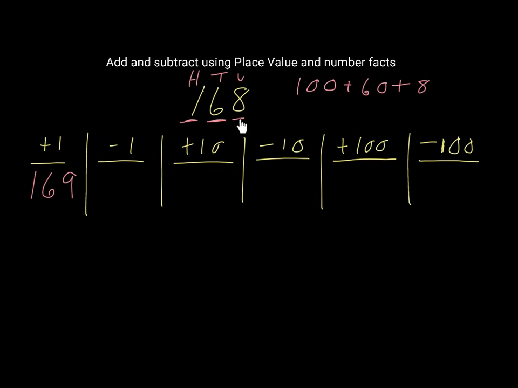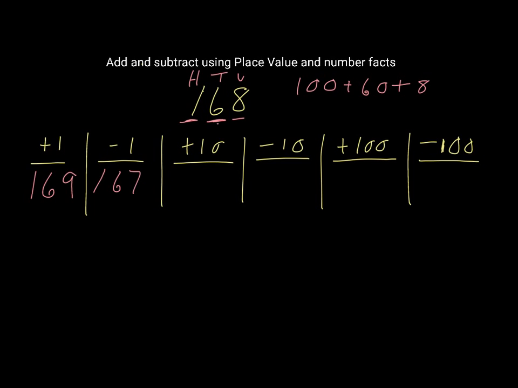Now if we subtract 1 from 8, that means the units digit, which is 8 now, will become a 7. So that means we have 167. Make sure that you understand that the digit 1 and the digit 6 don't change. They stay exactly the same, because we are not looking at the tens or the hundreds, we're just looking at the units. Okay, so let's go to the next one.